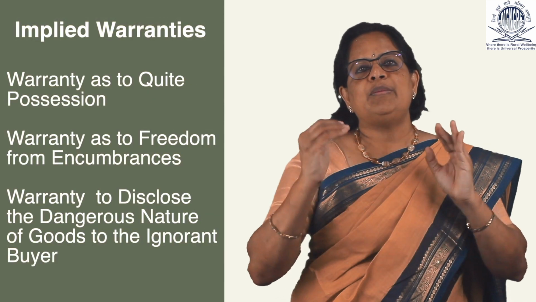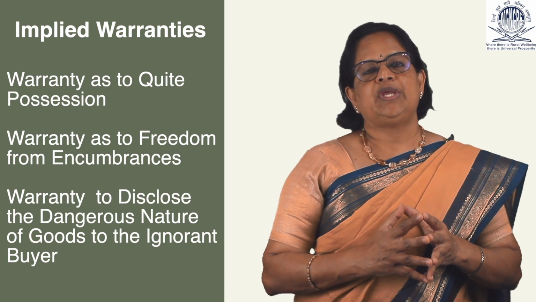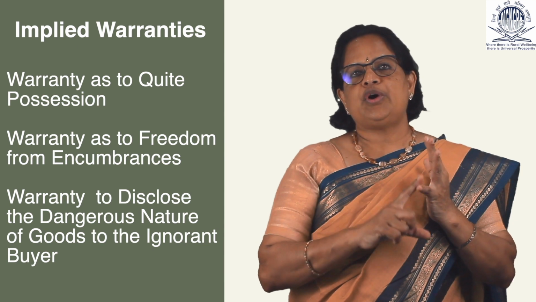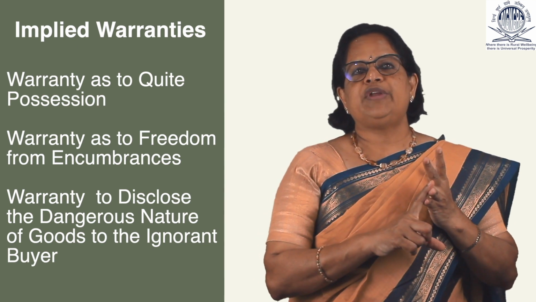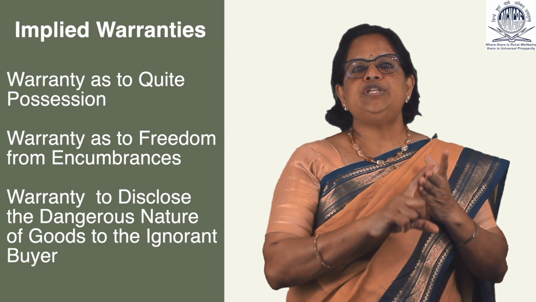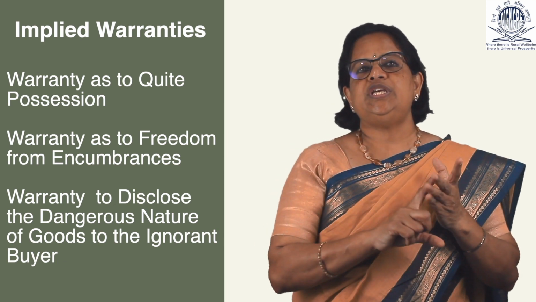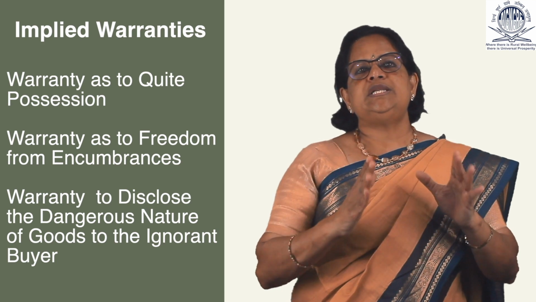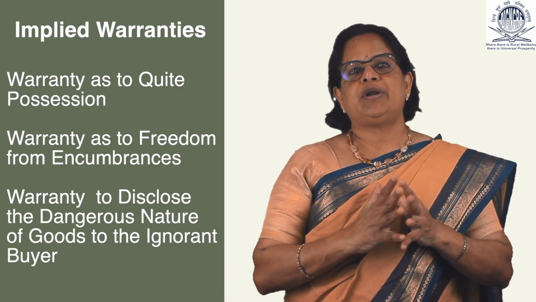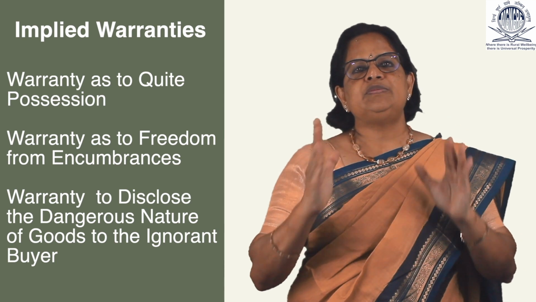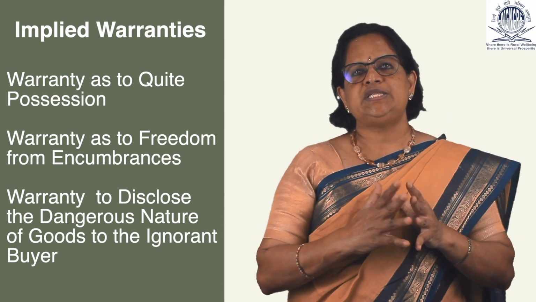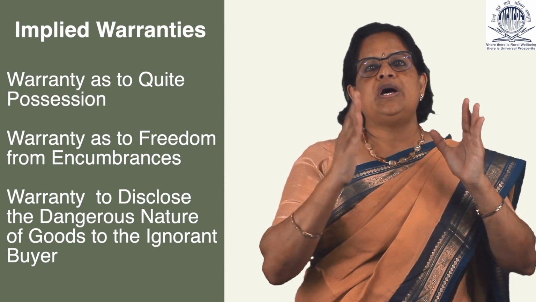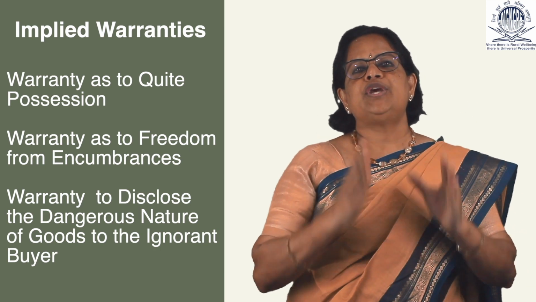Now we have to learn about the implied warranties. Implied warranties are three, that are warranty as to quiet possession, warranty as to freedom from encumbrances, and warranty to disclose the dangerous nature of goods to the innocent buyer. Now, let us learn these implied warranties one by one. Unless the circumstances of the contract are such as to show a different intention, the following are the implied warranties in every contract of sale.